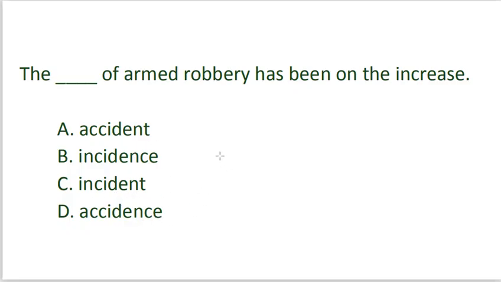Now, the first thing we are going to do is to refer to accident and accidents. These two options are wrong because they mean an unexpected mishap. Here we are not talking about accident because armed robbery is not an accident. Now we are left with incidents and incident. We said incidents is the rate or the frequency at which something is happening, while incident is just an event. So which of these two is correct? Option B, that is, the incidence of armed robbery has been on the increase.